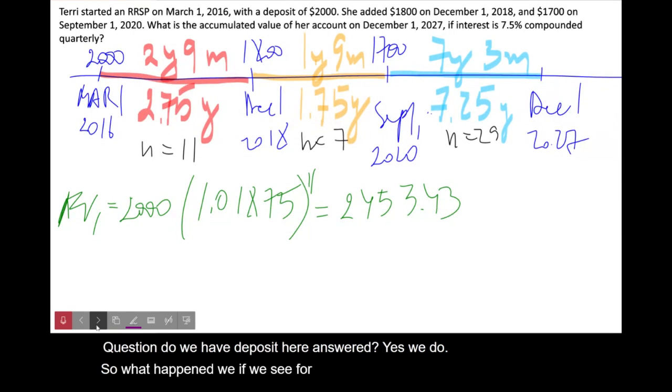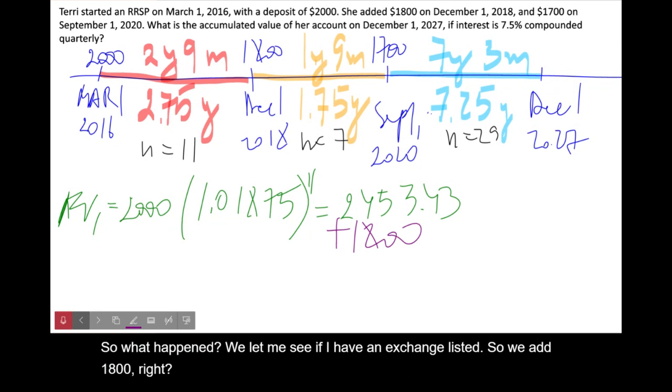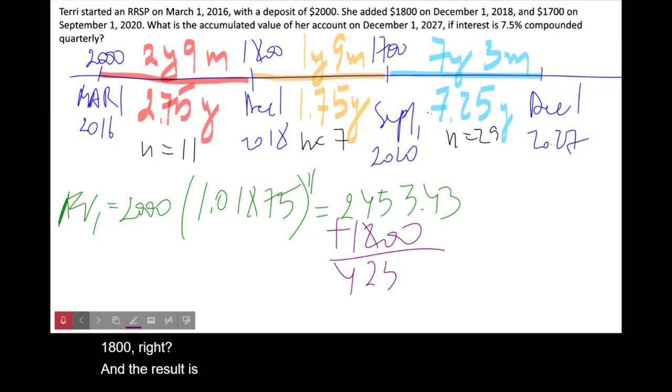Let me see if I have the next page. Yes, I do. So we add 1800, right? And the result is 4253.43. So far, any questions, guys?